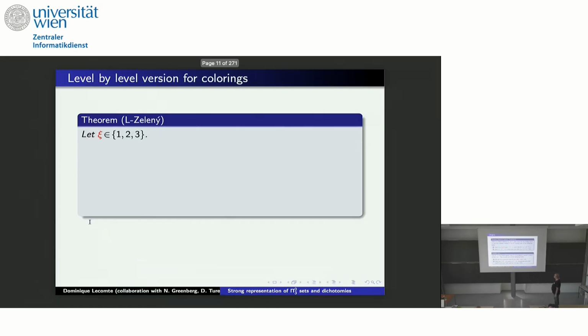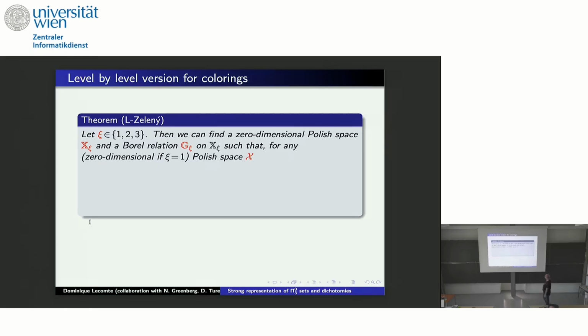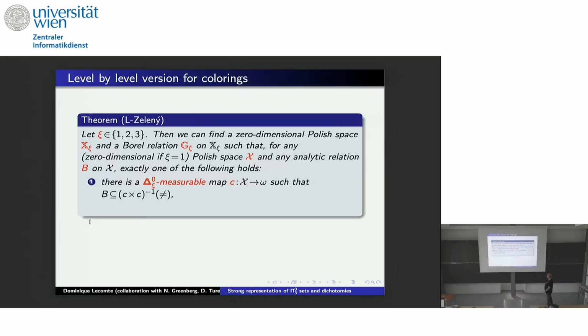After that, in our first paper with Miroslav, we studied the existence of a level-by-level version of these two results. For colorings, we could do it for the first three levels. Again, if you fix an ordinal xi equal to 1, 2, or 3, you can find a zero-dimensional Polish space and a Borel relation G-xi on it, so that for any Polish space, and you have to assume that it's zero-dimensional if xi equals 1, but not after, and if you take any analytic relation B on X, then you have the same dichotomy, but instead of having Borel colorings, you have delta 0 xi measurable colorings. Delta 0 xi measurable means the preimage of any open set is delta 0 xi. But apart from that, it's exactly the same dichotomy.